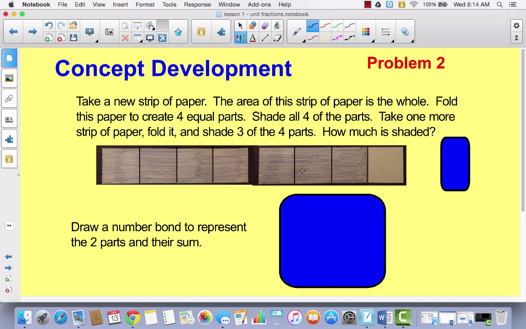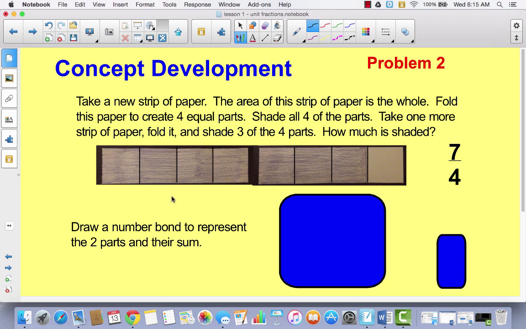And then I want you to take the other strip of paper, fold it into 4 parts too, but I only want you to shade 3 out of 4 parts. When you're finished doing that, come back. Okay, so you've got 1, 2, 3, 4, 5, 6, 7. You have 7 parts shaded, but you still only have 4 parts per whole. So how much is shaded?